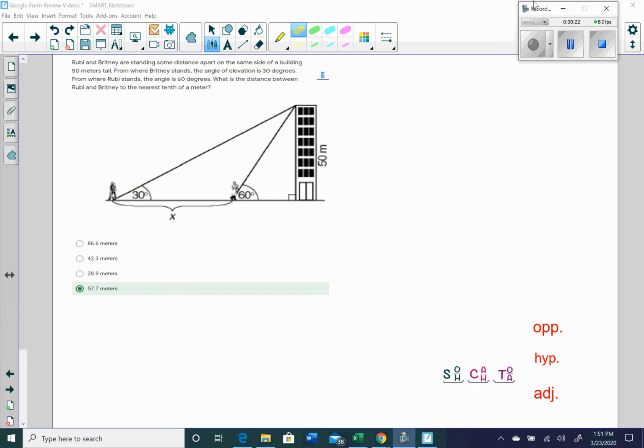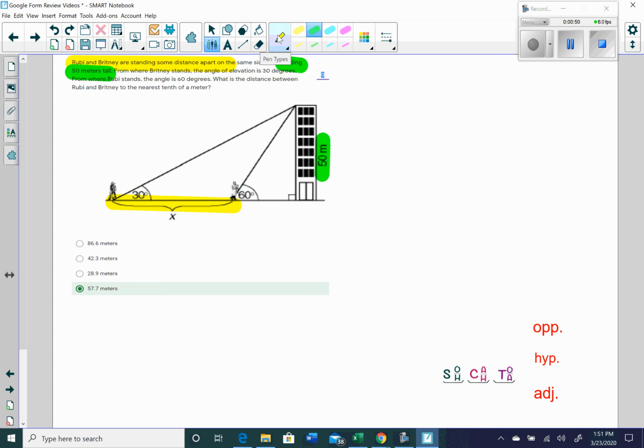Ruby and Brittany are standing some distance apart on the same side of a building, 50 meters tall. There's a lot of important information right here. Ruby and Brittany are standing some distance apart. So here's Ruby, here's Brittany. Some distance apart, unknown, they labeled it with an X. On the same side of a building, 50 meters tall. That means the building is 50 meters tall, so you'll see the height of the building represented here.